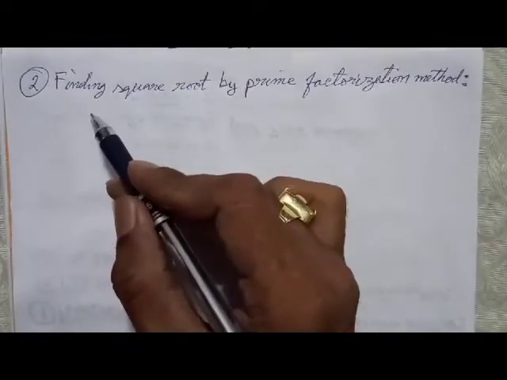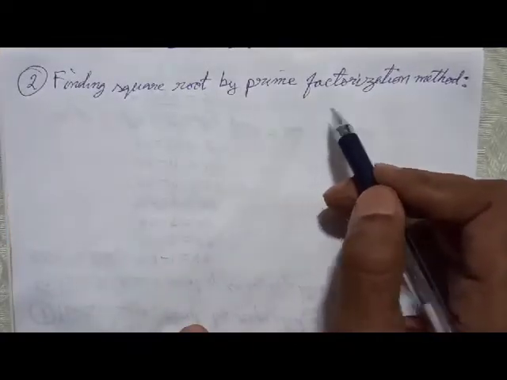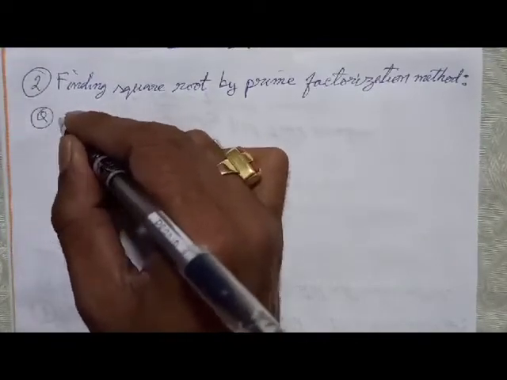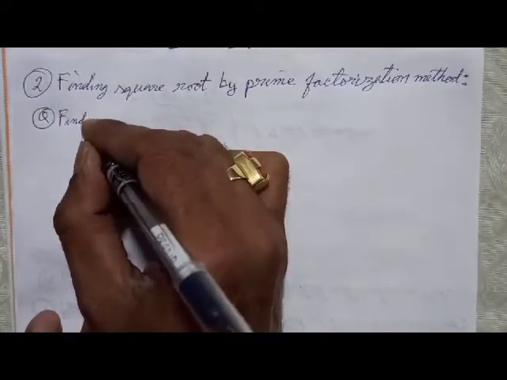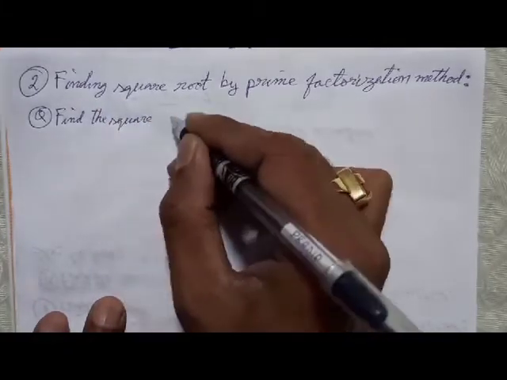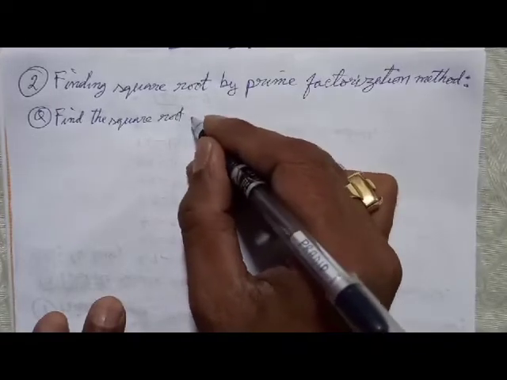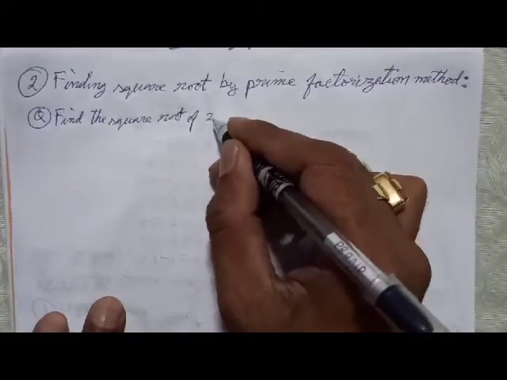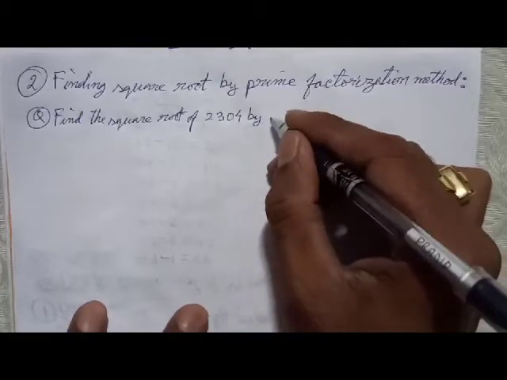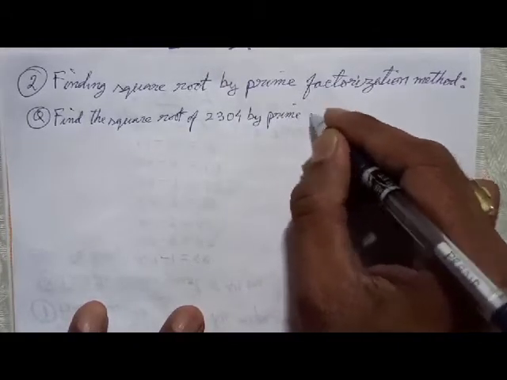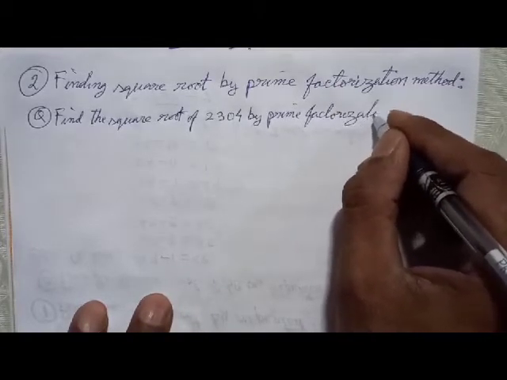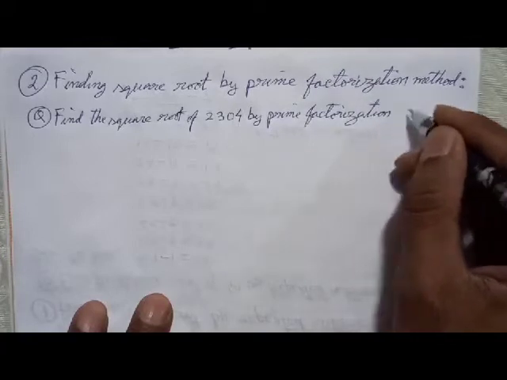Now number 2, finding square root by prime factorization method. Now one question comes like that. Find the square root of 2304 by prime factorization method.